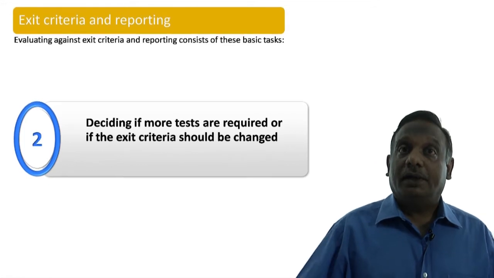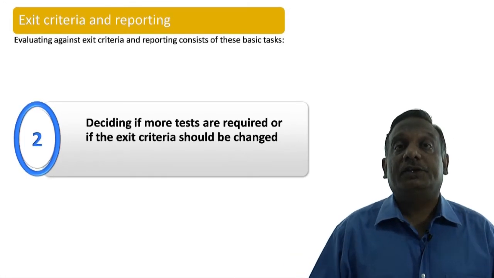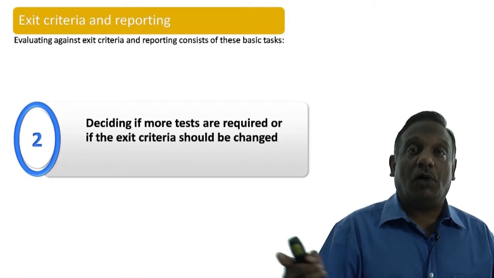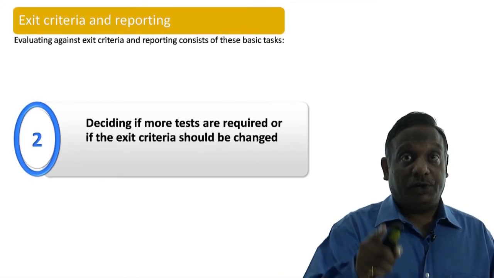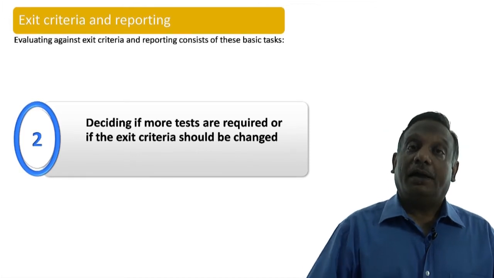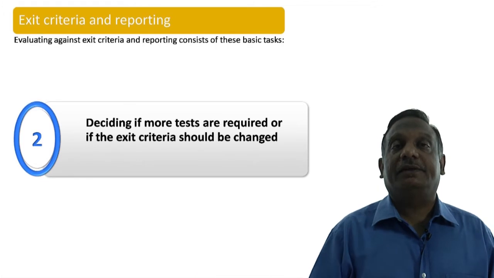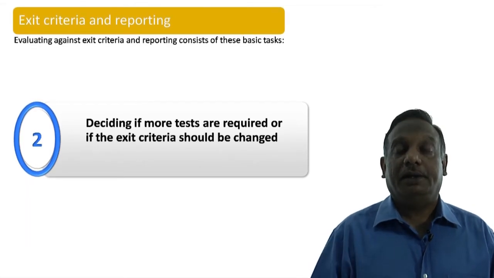or sometimes, based on stakeholder agreements, we may change the exit criteria. But without stakeholder permission, we cannot change the exit criteria. And without changing exit criteria, we cannot exit the test phase if we have not met exit criteria. Please keep that in mind.